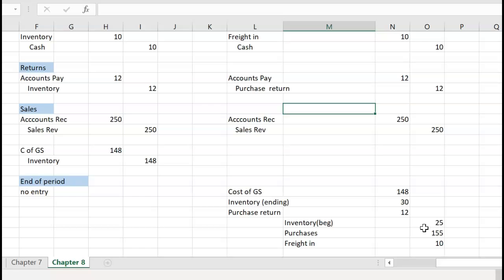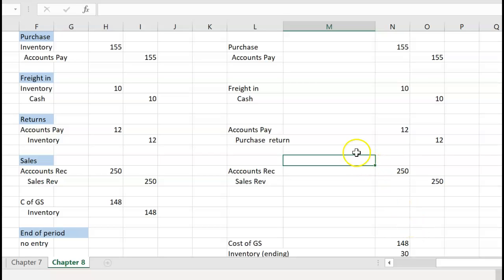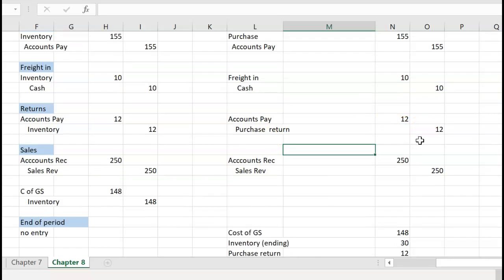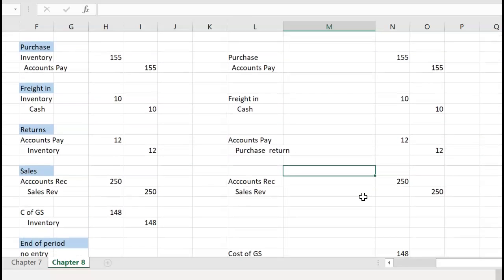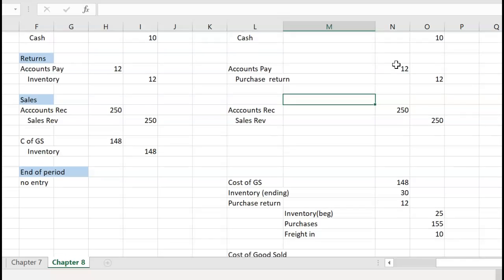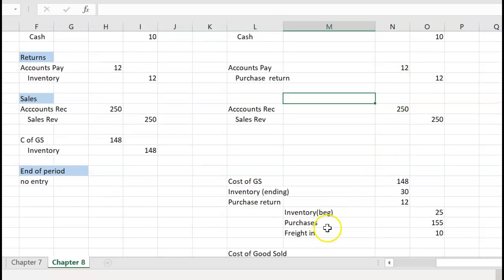And then I would go and look at the purchase returns. Purchase returns are a credit. Because we want to calculate the cost of goods sold, we would do the opposite. We would debit purchase returns for $12,000 in the end of period journal entry. And then we would go up to our purchase account, and it's a debit here of $155,000, but in calculating the cost of goods sold, we would credit purchases for $155,000.